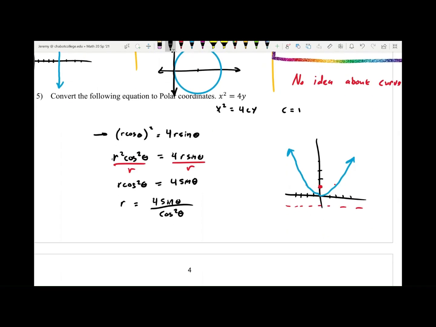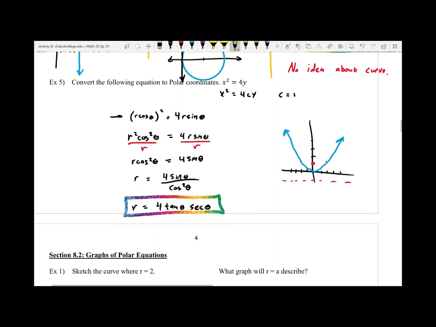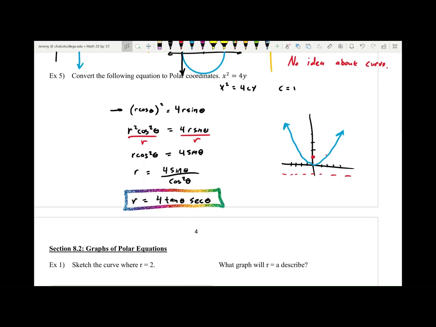I get this, which can be simplified even more because this is 4 times sine over cosine. Using one of those cosine factors gives me tangent theta. And I'm left with one more cosine in the denominator, which I can write as secant theta. And I'm going to leave it at that. Okay, so if possible, it's good to solve for r. So this parabola can be represented using this polar equation, r equals 4 tangent theta secant theta.